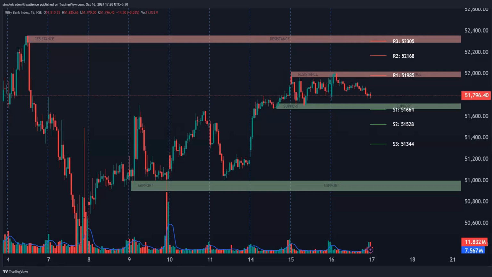Now, for option traders, 51,985, around 52,000, would be a good level to look at. Once that's taken out, you can have 52,200 or 300 levels. On the lower side, 51,664. Once again, it's a good support area. So if that's taken out, we could have 51,500 or 51,300 levels coming into play. So keep these zones well under your watch. They could prove handy in tomorrow's session.